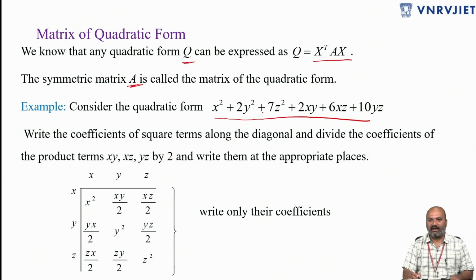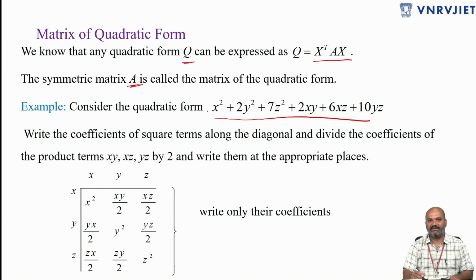First, what is the order of the matrix? Here, how many variables are involved in the quadratic form given? Observe here x, y and z. So 3 variables are involved. So we are going to get a third order real symmetric matrix.